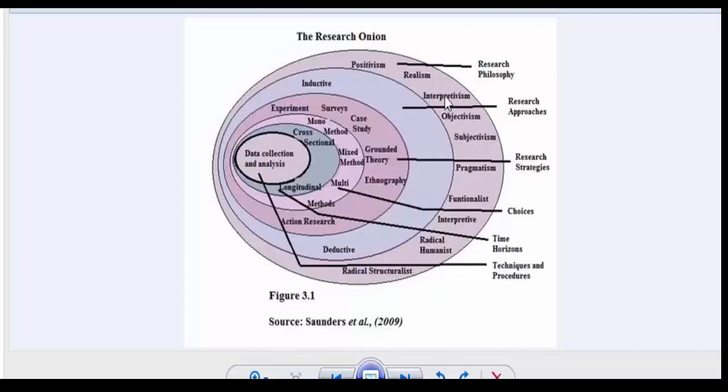Then there's another layer, which is about the research approaches, and then there are the research strategies, then choices, then the time horizons. Will it be cross-sectional or longitudinal research? And then the last thing you're going to do is the techniques and procedures for data collection and analysis. When you are doing research, you have to understand each of these layers in a proper way and understand where your research stands according to these, and only then can you do your research in a proper systematic way.